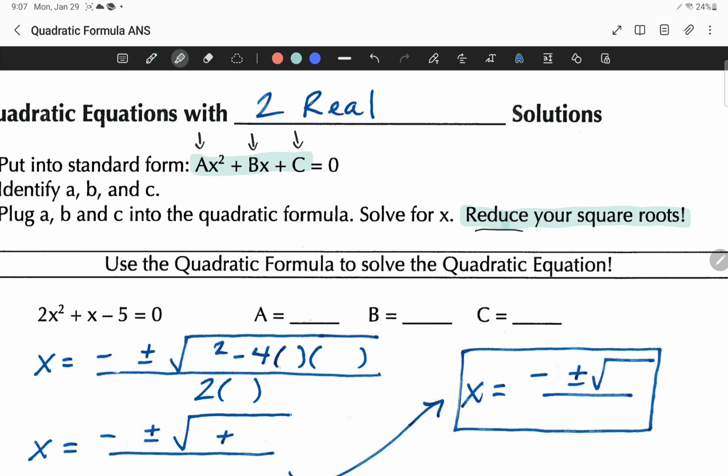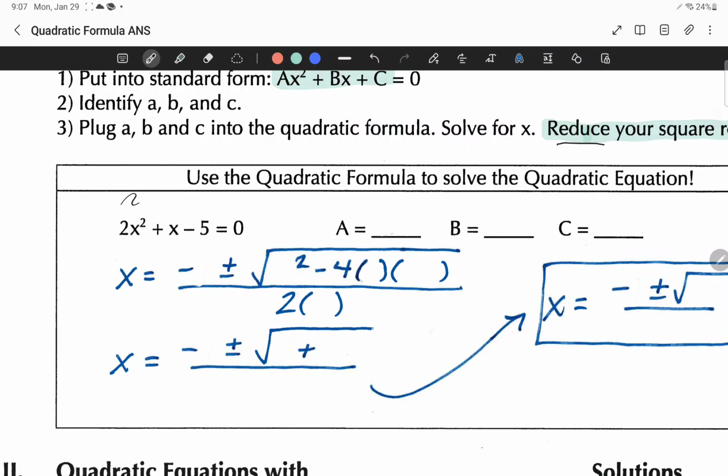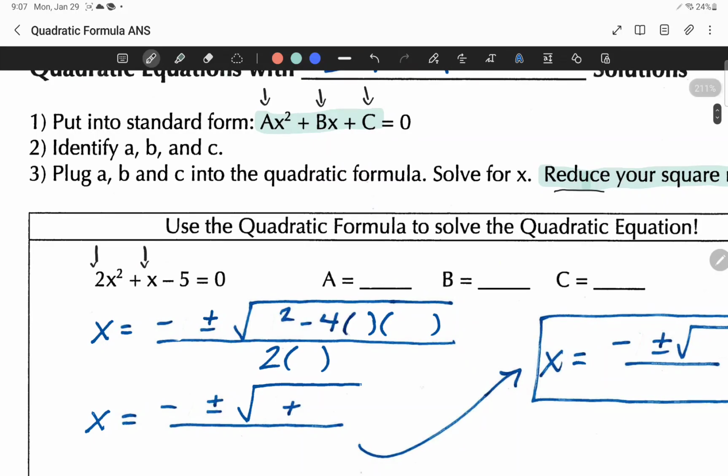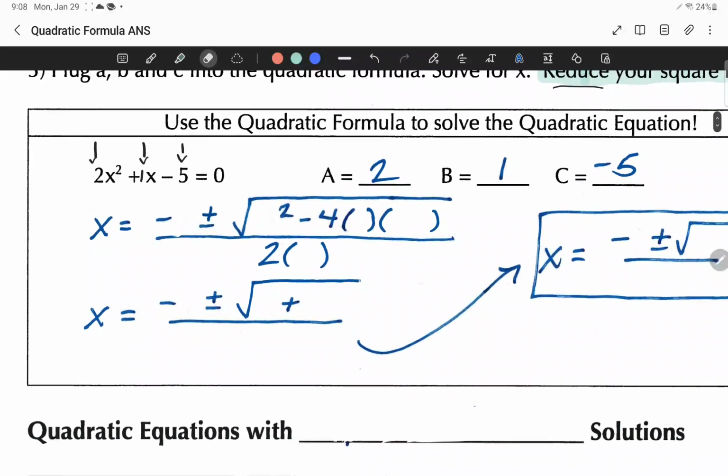Alright, so we're going to go ahead and go with the first one. So let's figure out our a, b, and c. Now, we know that a is going to be 2. We know that b is going to be this number right here, but I don't have anything, so I'm going to put an invisible 1. And we know that this is going to be c. So I know a is 2, I know b is going to be positive 1, and I know c is going to be negative 5, okay?